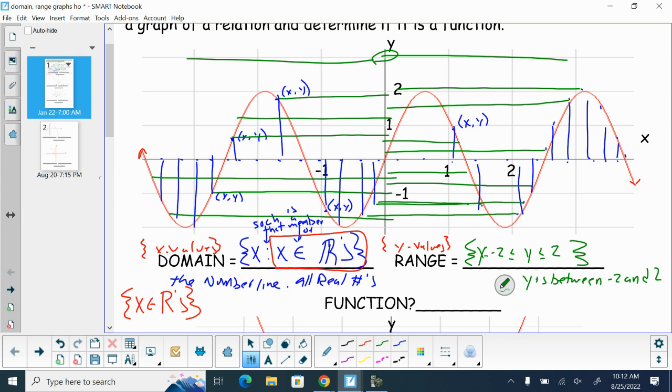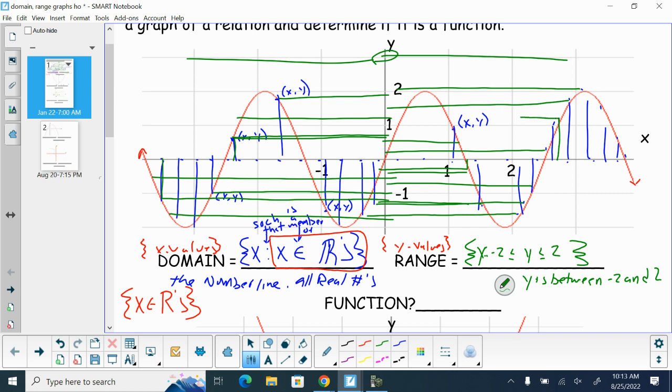Now the next question is, is this a function? Well, going back to the definition. The definition of a function is a relation such that each value in the domain corresponds to exactly one value in the range. So if I take a look at this x value here, does it correspond to one y value? This value, does it correspond to one y? This x value here, does it correspond to one y?